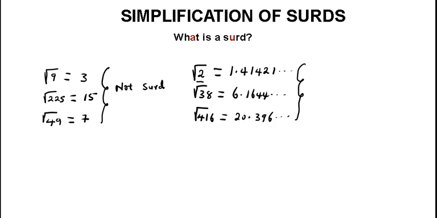So all these numbers, we have 2 inside the square root, we have 38, we have 416. All these numbers are not perfect squares, or they are not square numbers. And this now becomes what we call surd. All these are examples of what? Surd. Now, a surd is an irrational number. A surd is an irrational number.